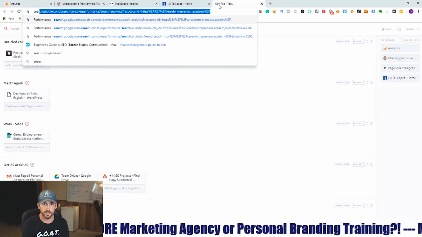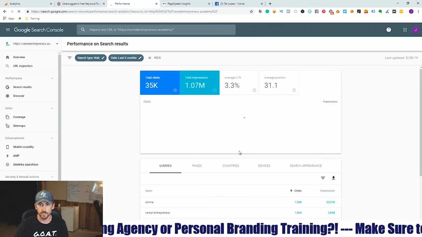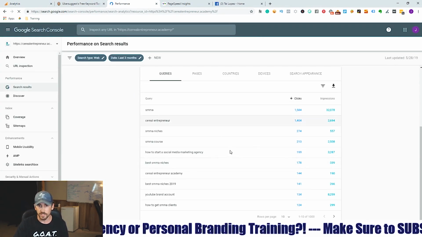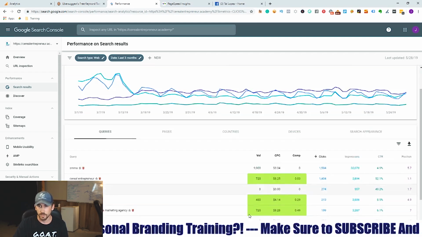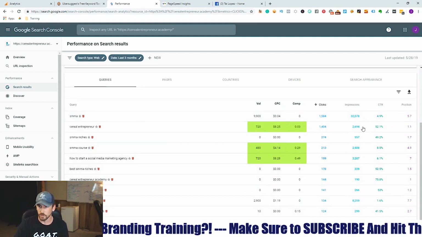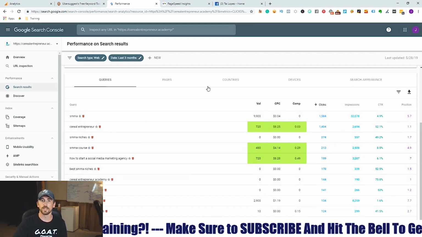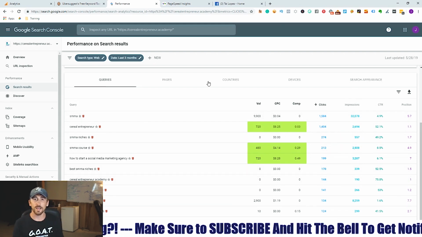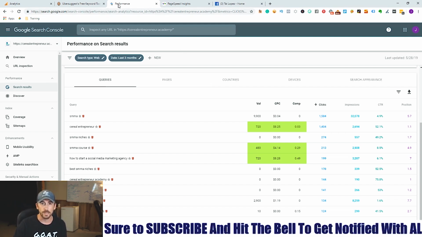Another one is going to be Search Console. Search Console is going to tell us how we're showing up in search engine results. You can see these are keywords that we show up in search engine results for. It'll even show us where we rank for those search terms, how many clicks we're getting, how many impressions we're getting, and what our click-through rate is. That way we know what type of content people are actually consuming that we already create.